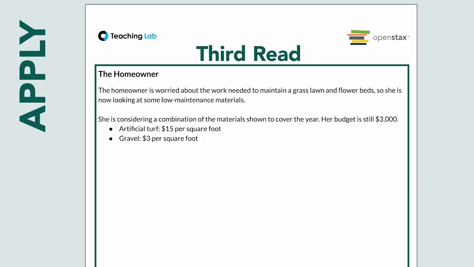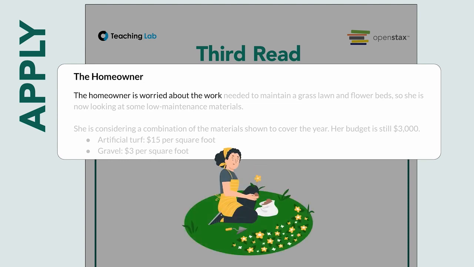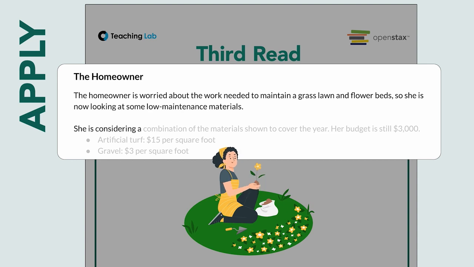Okay, we're going into our final read, the third read. Again, I'll read aloud all the information provided in the problem. The homeowner is worried about the work needed to maintain a grass lawn and flower beds, so she is now looking at some low-maintenance materials. She is considering a combination of the materials shown to cover the year.